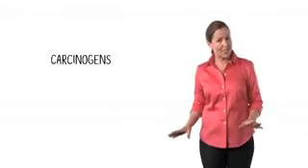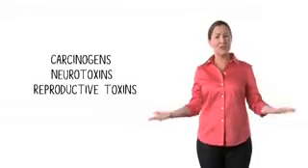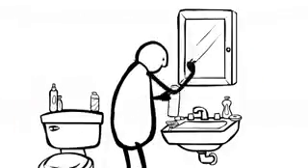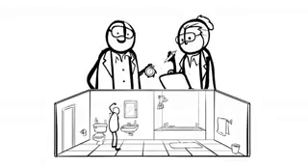Some are carcinogens. That means that they can cause cancer. Others are neurotoxins and reproductive toxins, proven to mess up brain development and reproduction in animals. Wait a minute, we're animals too. It's like a giant experiment. We're using all these mystery chemicals and just waiting to see what happens. One thing we do know is that they're getting inside us.